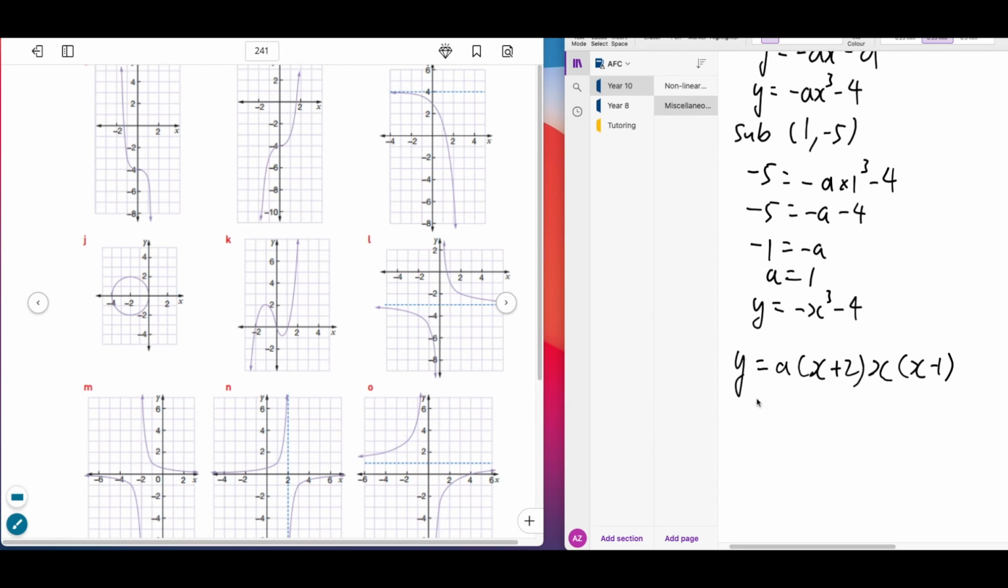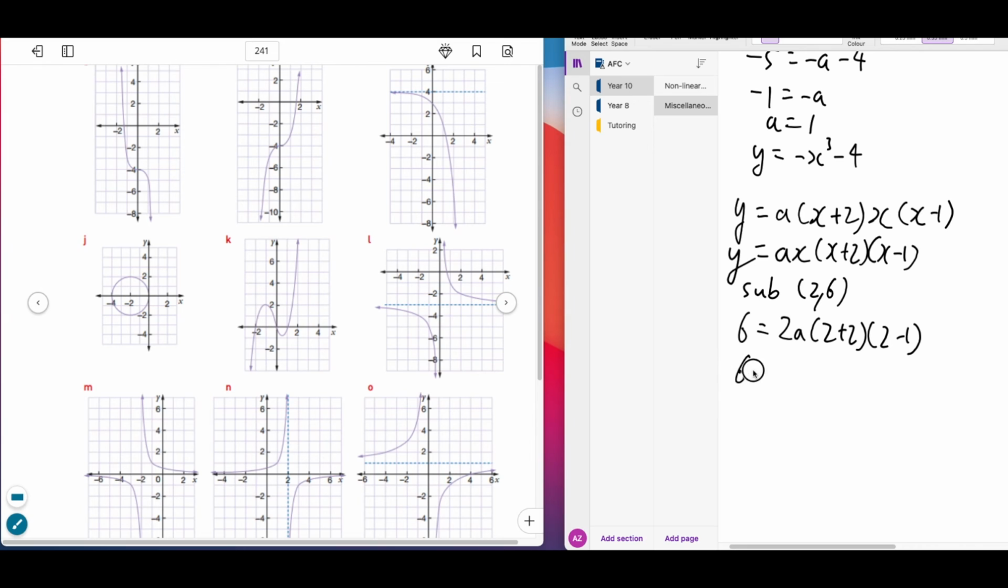Okay. So we can just try to make this look a bit nicer. a x, x plus 2, x minus 1. Now to solve for a, you got to substitute a point in. So I'm just going to pick, say, 2, 6, right? So you can see that point, it goes to that point. So sub 2, 6 in. So then what we should be left with is 6 is equal to, so a times 2 is 2a, 2 plus 2, 2 minus 1.